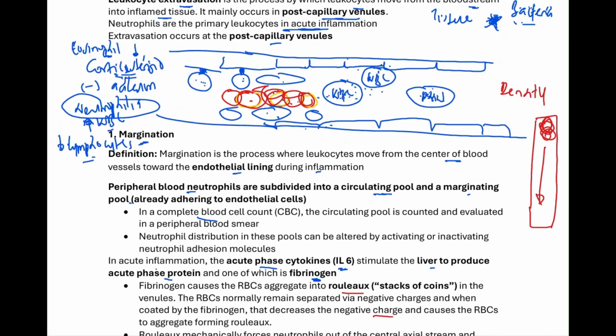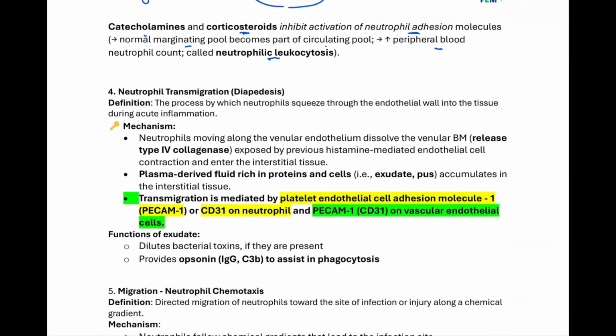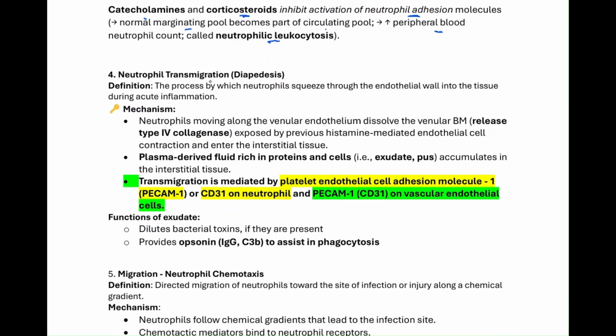The neutrophil was able to bind to the wall. So what will be the next step? The next step is going to be what? Migration. So the neutrophil has to migrate out in between the endothelial cells. So the next step is going to be migration. And that transmigration is also referred to as diapedesis.